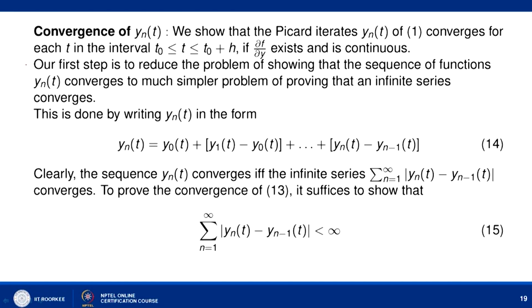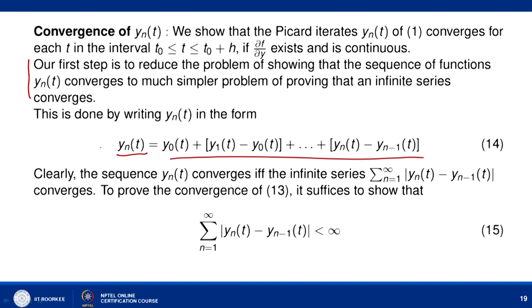This we can do by showing the equivalence between y_n(t) and an infinite series. We can write y_n(t) as y_0(t) plus (y_1(t) minus y_0(t)) plus ... plus (y_n(t) minus y_{n-1}(t)). So, we can write y_n(t) as the following sum. Clearly, this sequence y_n(t) converges if and only if the infinite series, n from 1 to infinity, of modulus of y_n(t) minus y_{n-1}(t) converges.